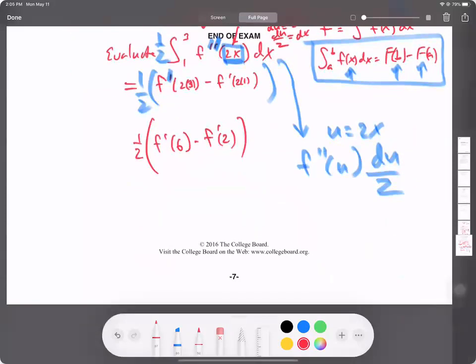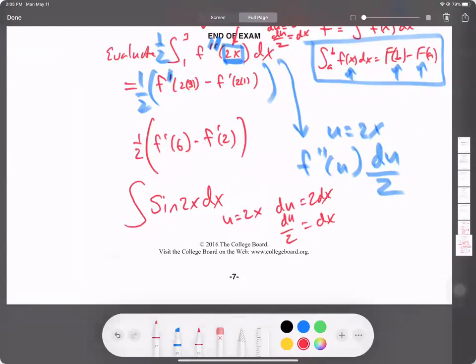Very similarly, if I wrote sine of 2x dx, we said we don't know how to deal with that 2x part. So what we do is we say u is equal to 2x, then du is equal to 2 dx, and then dx is equal to du over 2. So when we rewrite it, it's the integral of sine u du over 2. Yep, sorry, there's no 2 here.